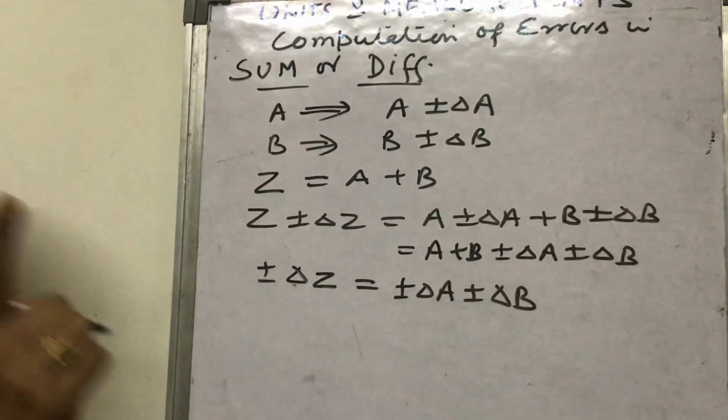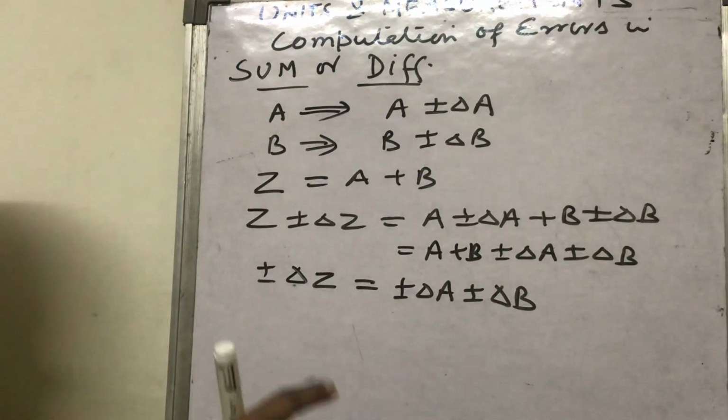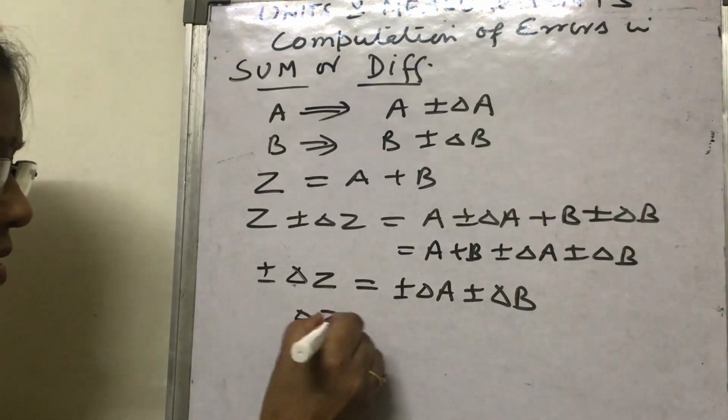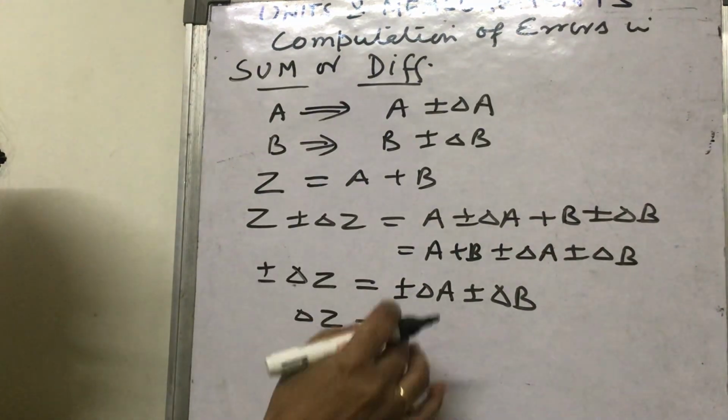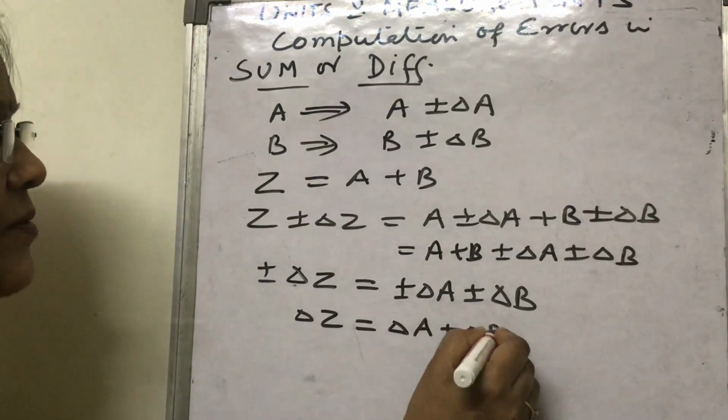Listen again, absolute error is always positive. So what will be the error in the sum of these two quantities? It will be written only as delta A plus delta B.